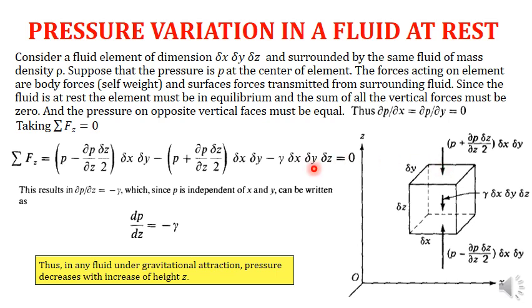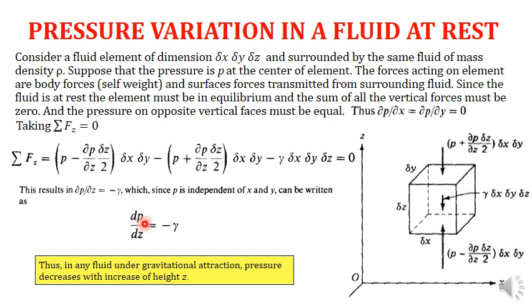The rest is the weight of this element. This weight is acting downward, and the point of application of this force is again in the center. So we have the specific weight, gamma, multiplied by the volume of this fluid element. This volume is delta x, delta y and delta z, and gamma is the specific weight. If we simplify this equation, we get delta p over delta z is equal to minus gamma. All of the other terms cancel out or become 0.